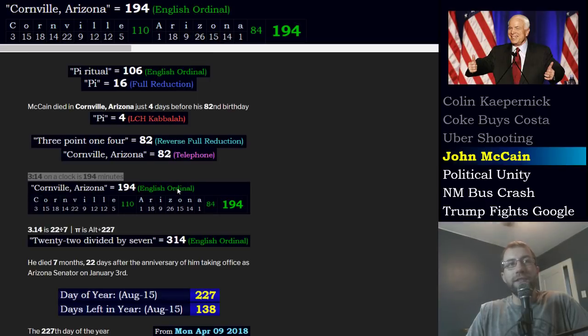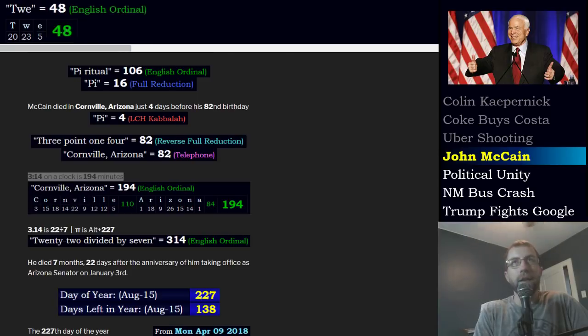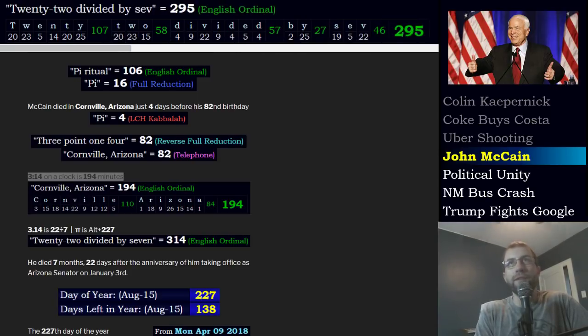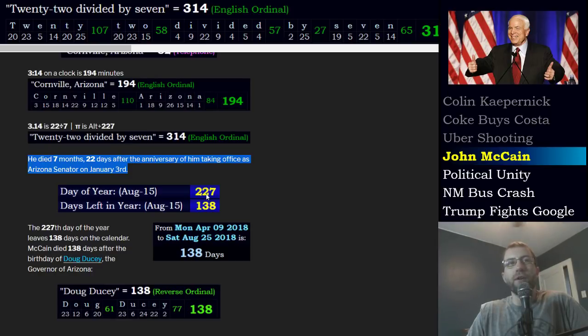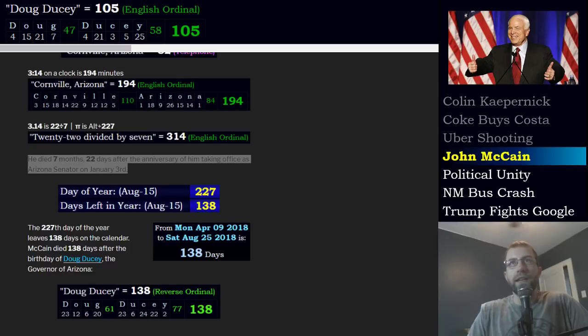The smallest equation you can use to get pi is 22 divided by 7. This gives you 3.14 on a calculator. This also gives you 314 in gematria, 22 divided by 7. The date of his death was 7 months and 22 days after the anniversary of him taking office as senator. And think about how the 227th day of the year leaves 138 on the calendar. The current governor of Arizona is named Doug Ducey, 138 reverse, and McCain died 138 days after Doug Ducey's birthday.